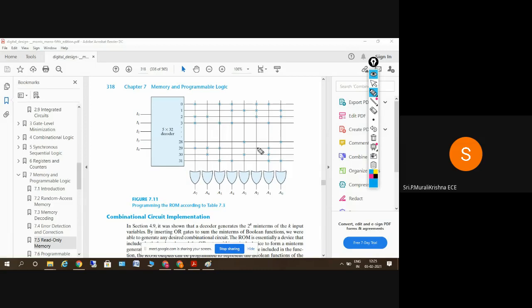After drawing this, we have to draw the truth table. Based on the truth table, we have to identify the input combinations whose output is equal to 1, and those min terms are to be connected to the output. This is how the connections will be, decoder and OR gates. Getting my point? We'll see one problem and you'll understand the concept here.